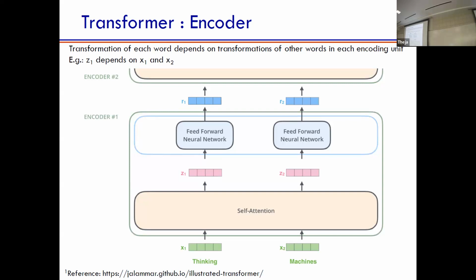So the key thing is this vector here, z1. It hopefully depends on x1 and x2. That's what we want. So z1 should depend on x1, x2. z2 should also depend on x1, x2. And if this was actually a 10-word sentence, then each of the z1 or z2 or zi should depend on all the 10 inputs.